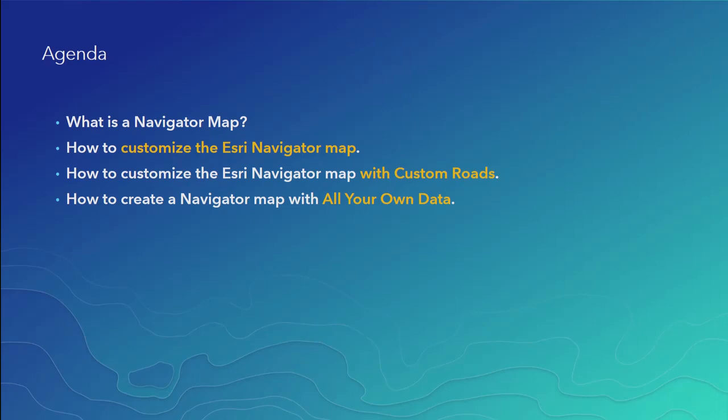So we'll talk about what a Navigator map is, how to customize the Esri Navigator map, how to customize the Esri Navigator map if you want to add your own custom roads. And the difference between the two is subtle, but it's an important consideration, whether or not you want the custom roads part of it. And then also creating a custom Navigator map with all your own data. The difference there being, do you want to customize the Esri navigation map or bring all your own data? BYOD, bring your own data. Different options.